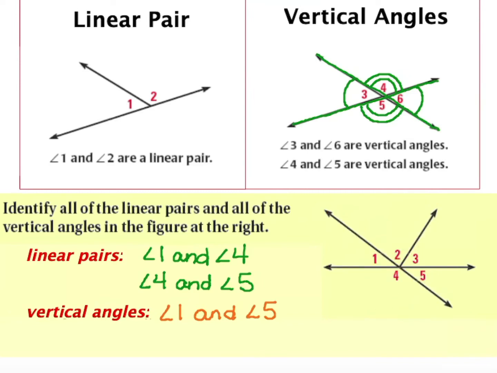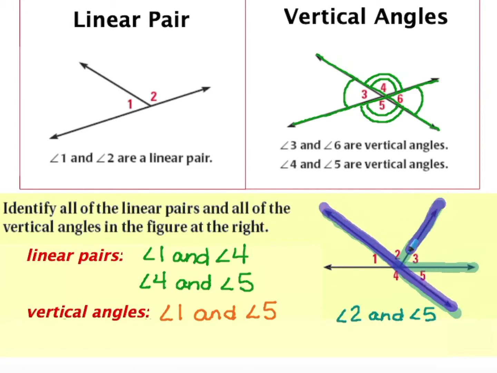Another answer I've gotten before is angle 2 and angle 5. So let's check out how that traces out. We've got angle 2 here and angle 5 here. And to me, that's looking like it makes sort of a K shape. Do you see that? So angle 2 and angle 5, not vertical angles.